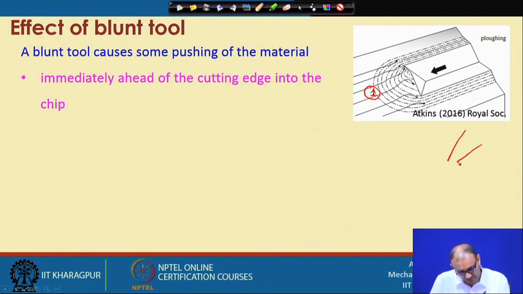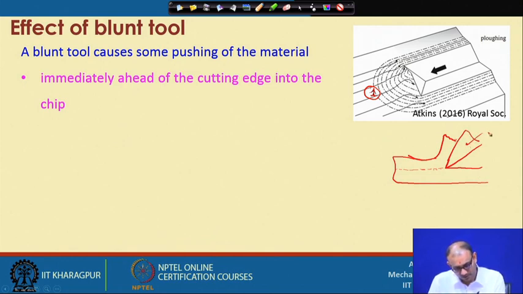Let us right now consider a sharp tool, and this is our chip, this is our material, this is our uncut chip thickness, and this is our machine surface. Now, when it is removing the material, this is the tool, this is the workpiece.